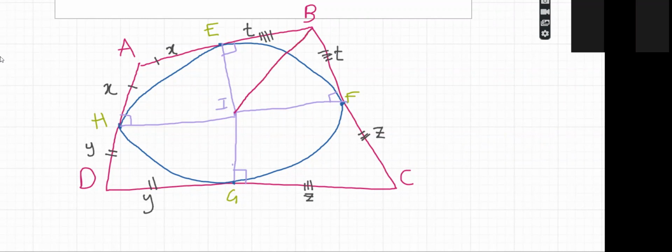Now we will let the angle BIE equal alpha. Then, since triangles BIE and BIF are congruent, because we have equal radii IE, IF, IG, and IH, right angle triangles IEB and IFB are congruent. So we have two angles equal to alpha.